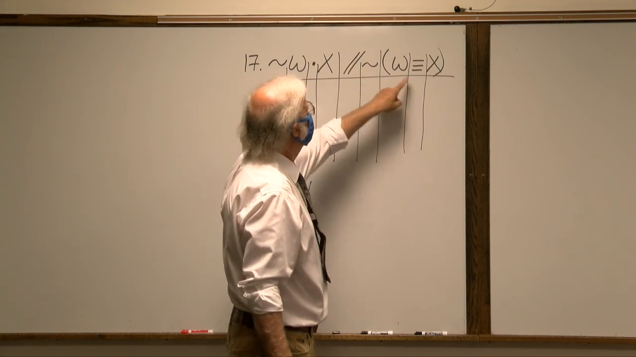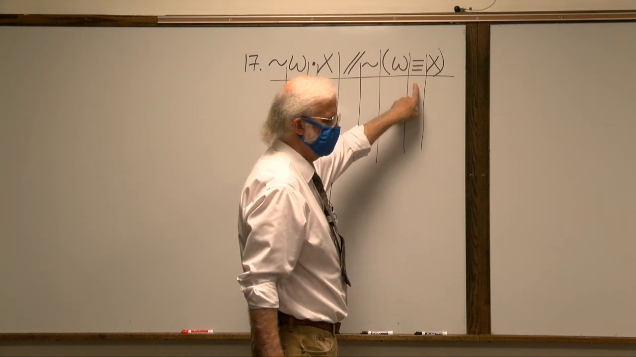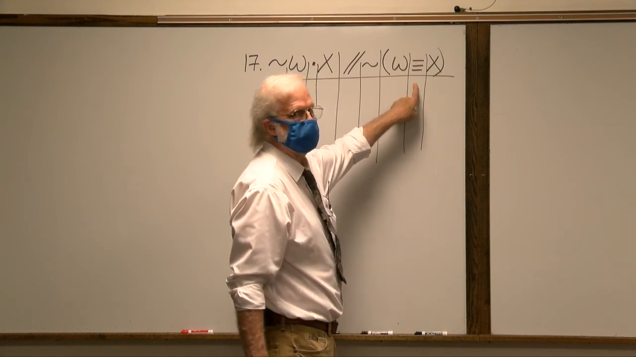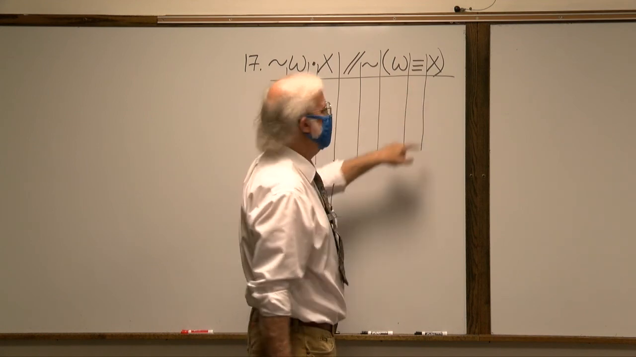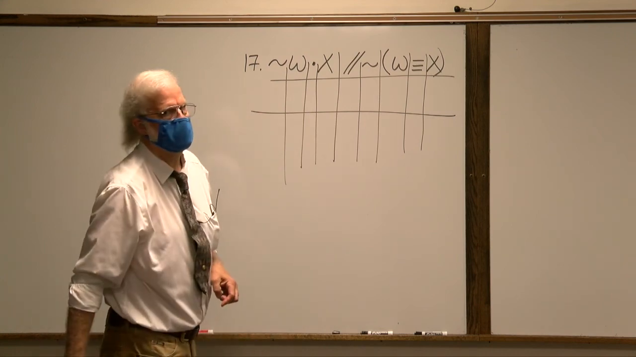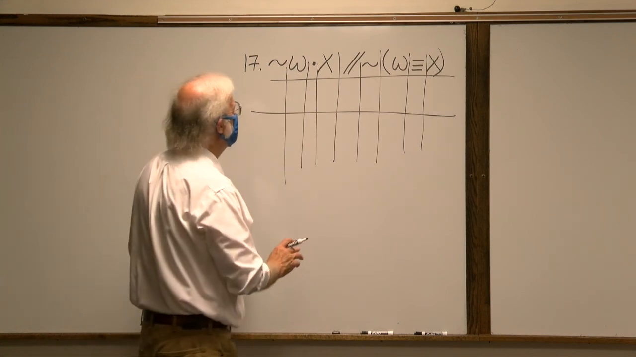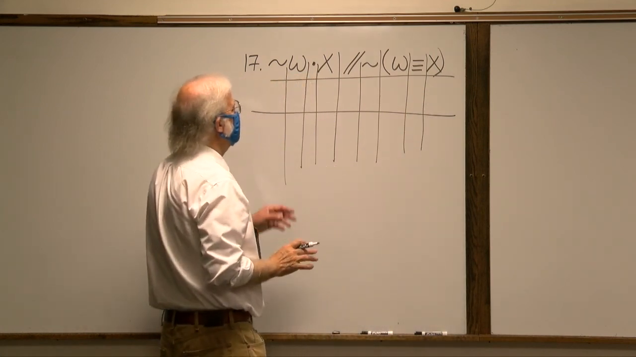Since the tilde is false, the triple bar has to be what? True. Question, how many different ways can a triple bar be true? Answer, 2 ways. So we're going to have 2 rows. We may not need both of them, but that triple bar can be true 2 different ways.